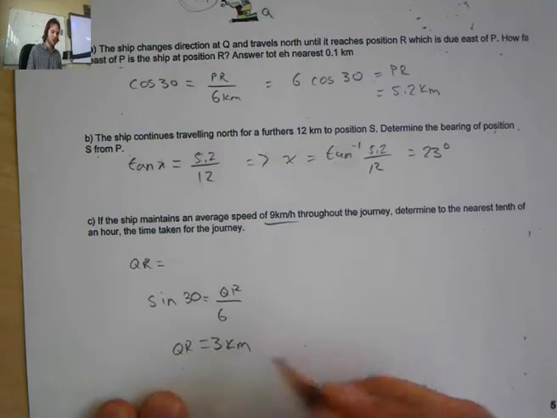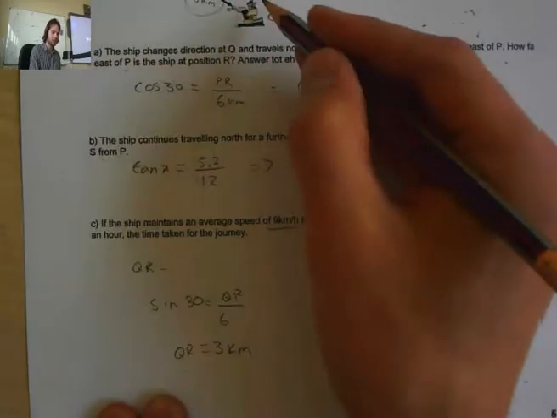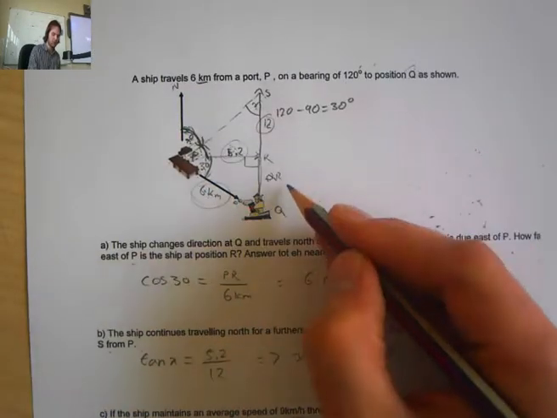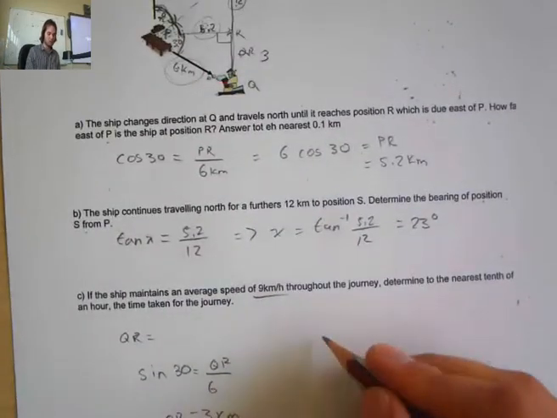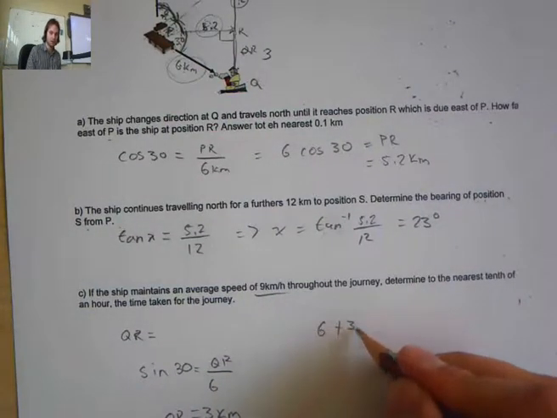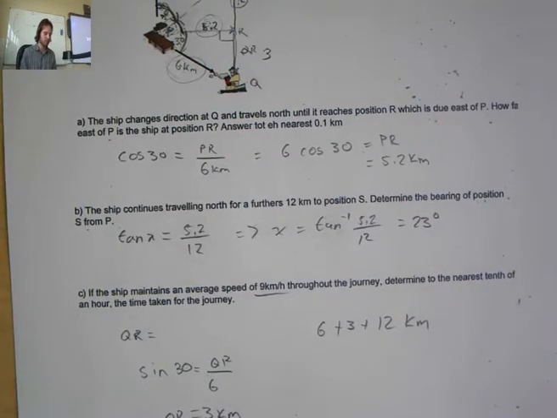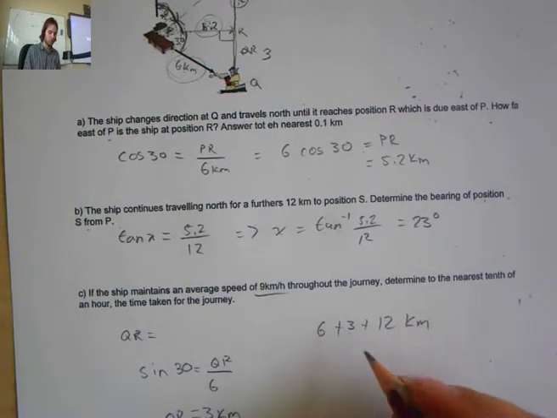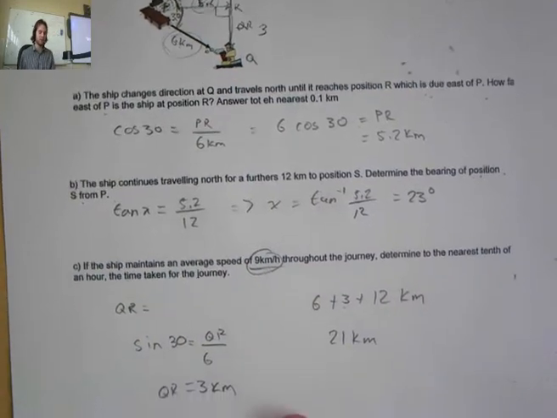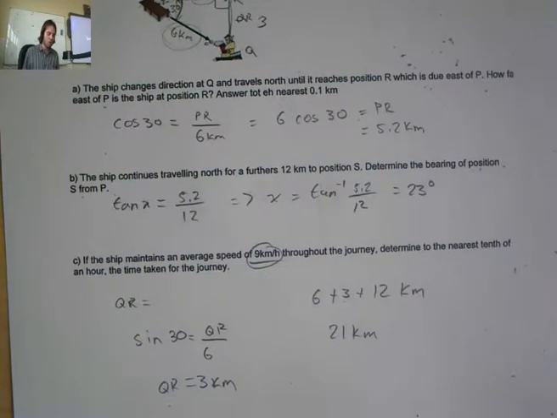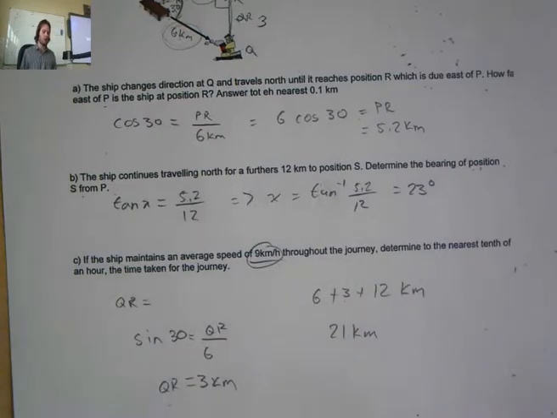3 kilometers. So now I know we have 6, if you look here, 6 plus 3 plus 12. So we went 6 plus 3 plus 12 kilometers. Okay? Which gives me a total of 21. Now he was traveling at this speed, so kilometers per hour. We want to know to nearest tenth of an hour it took.